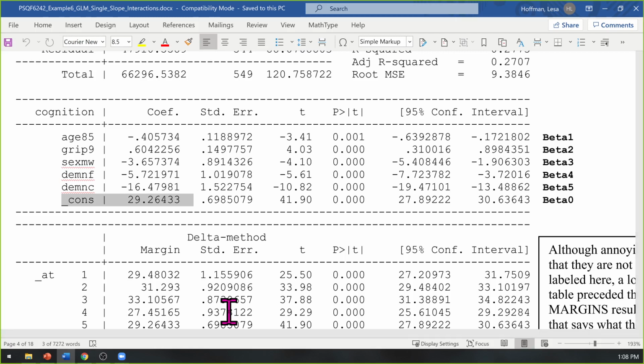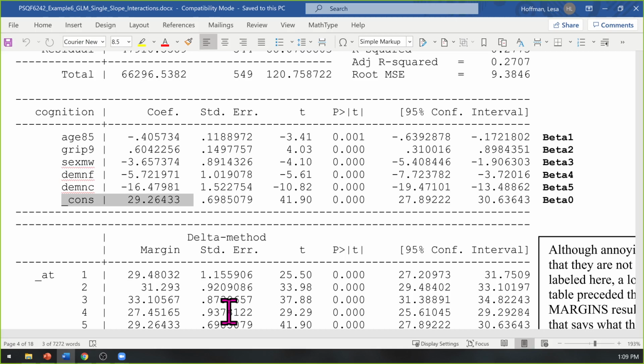The fixed intercept? Yes, it is. So 29 is the fixed intercept. That tells us the value of cognition when the grip and age are 0. Oh, no, not 0, centered. Yeah, the age is centered at 0.